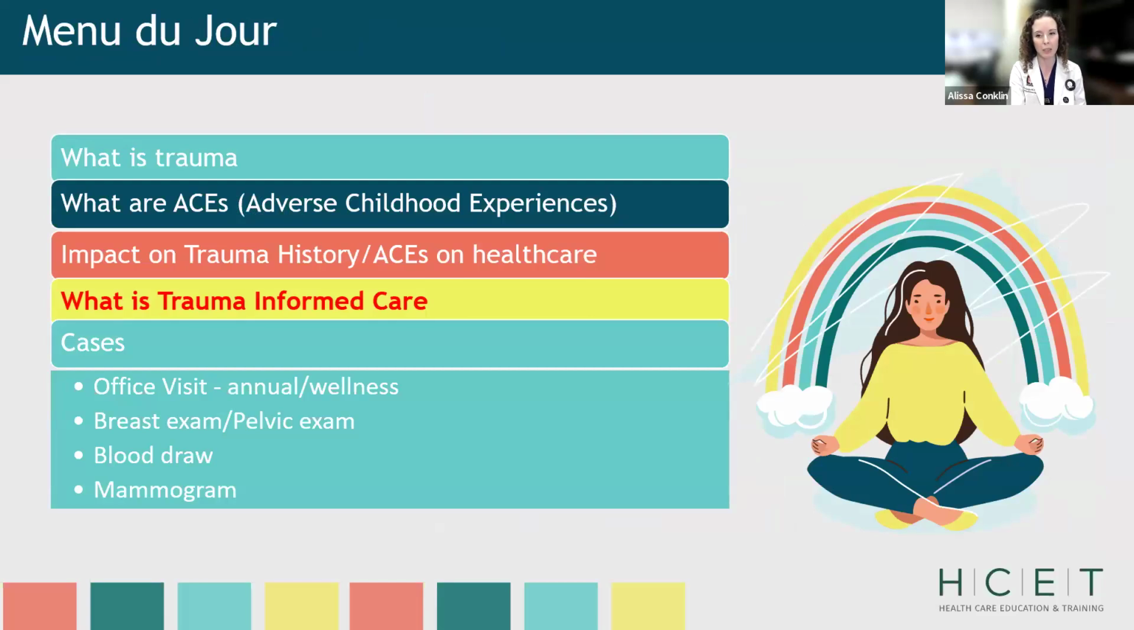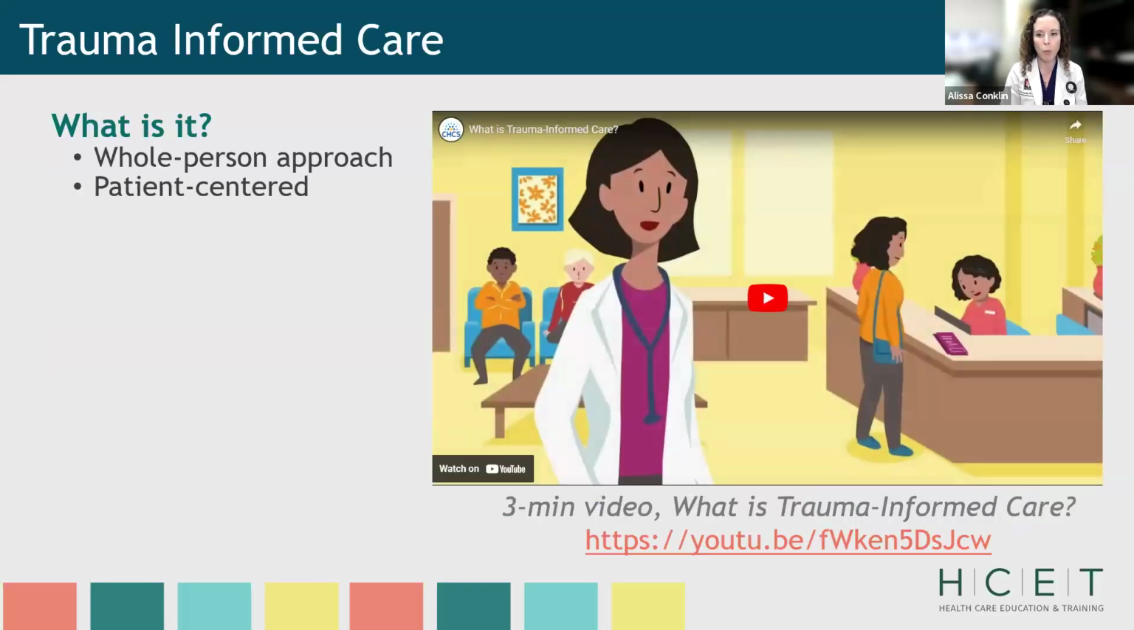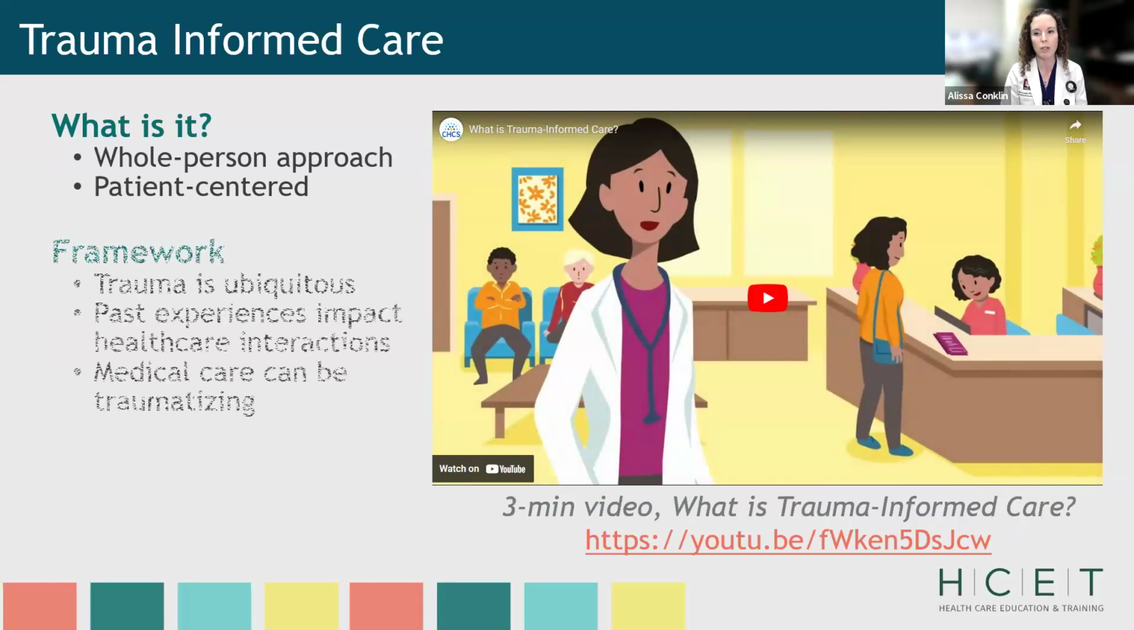Okay, so now that we have a good foundation of what trauma is, what ACEs are, and the impact that these can have on our health, let's talk about what we can do about it. Let's dive into trauma-informed care. Trauma-informed care is a whole person approach to healthcare that acknowledges the impact of trauma on health. It is inherently patient-centered. A trauma-informed framework assumes that everyone has a trauma history and that medical evaluation and treatment themselves are potentially traumatizing. It acknowledges that a patient's life experiences will impact their perspective when engaging in the healthcare system, and that awareness of these perspectives has the potential to improve patient engagement, treatment adherence, and health outcomes.